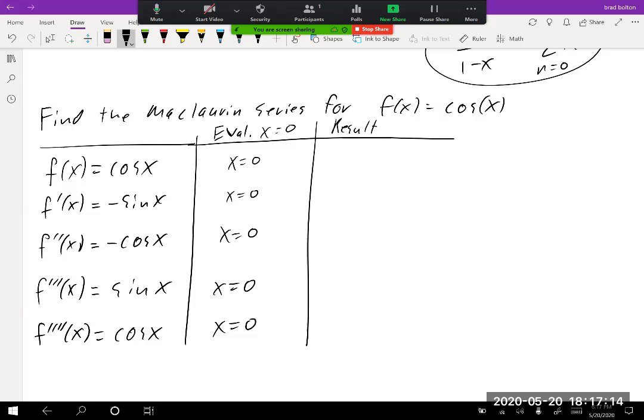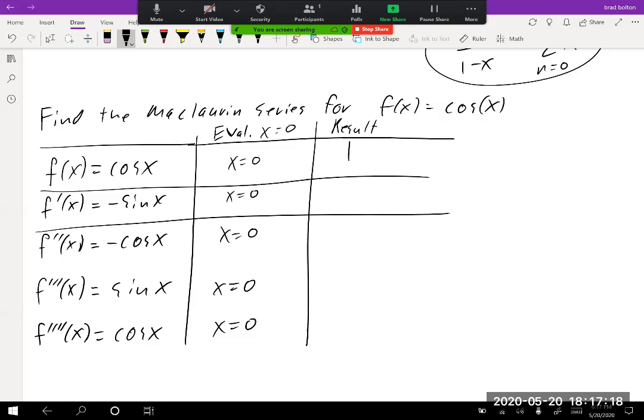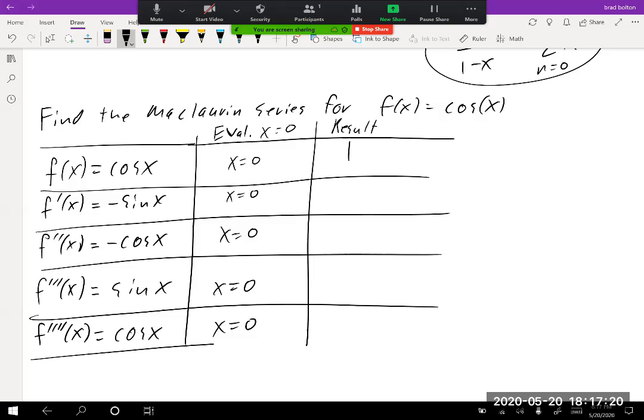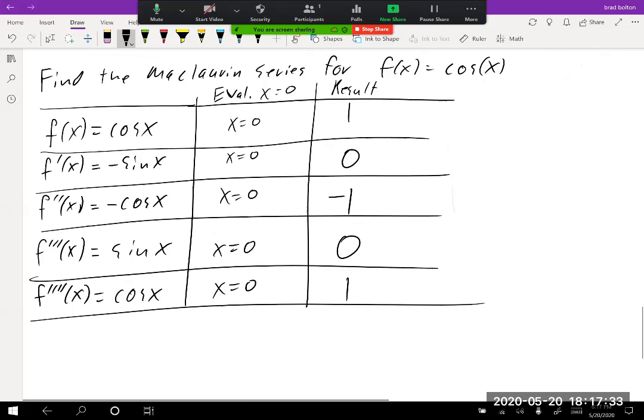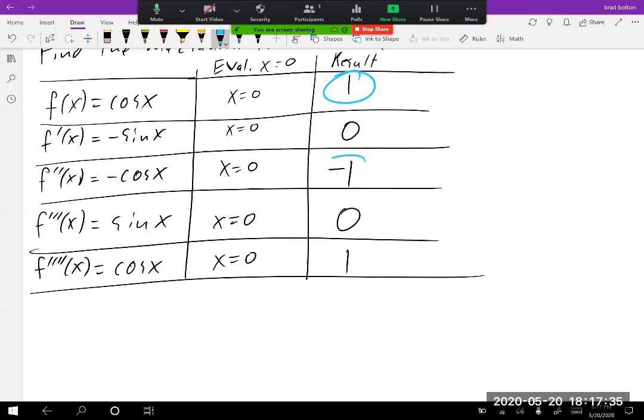So cosine of 0 would be 1. Sine of 0 would be 0. Cosine of 0 would be 1, but there's a negative in front. Sine of 0 would be 0, and cosine of 0 would be 1 again. So these are our coefficients. Remember, these are the coefficients that go in front of the x terms.